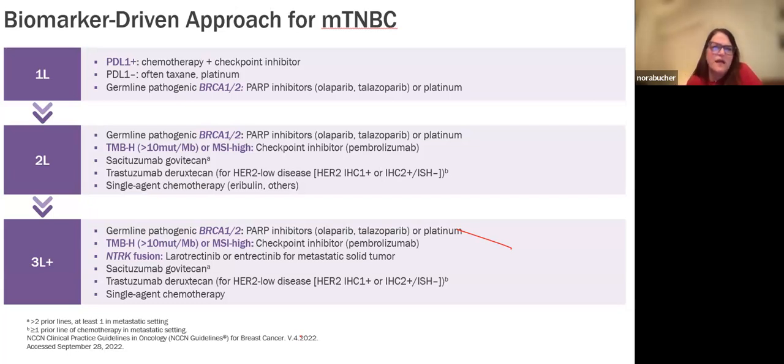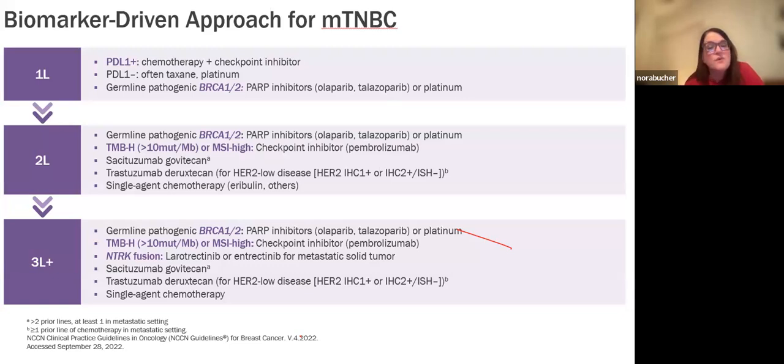And then when we get into the second line, things open up a bit more. Again, we can use PARP inhibitors. We might want to use immunotherapy if there's TMB high, regardless of the PD-L1 status, although usually those two go hand in hand, but not always. This is where sacituzumab govitecan or Trodelvy can come into play, as long as a patient has had two lines of therapy, at least one in the metastatic setting, and then one could have been in the adjuvant or neoadjuvant setting.